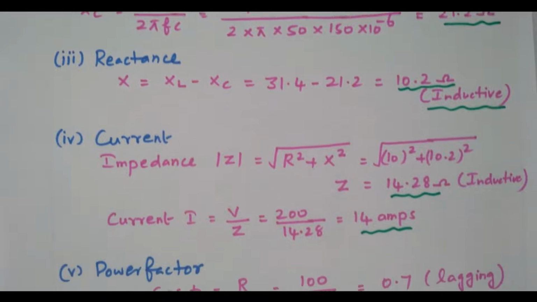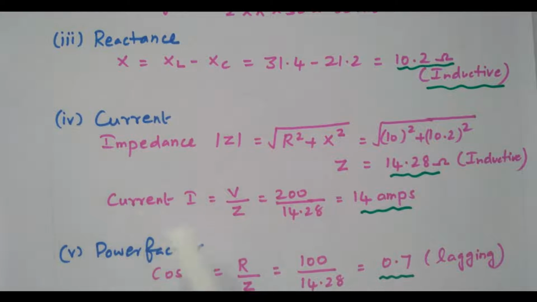Then we will find the current. Before finding the current, first we will find the impedance. Impedance, the magnitude of Z equal to square root of R square plus X square. From the impedance triangle we can find this relation. Now we will substitute R equal to 10 and X equal to 10.2. So square root of 10 square plus 10.2 square. By simplifying this we got 14.28 ohm. So this is also inductive.